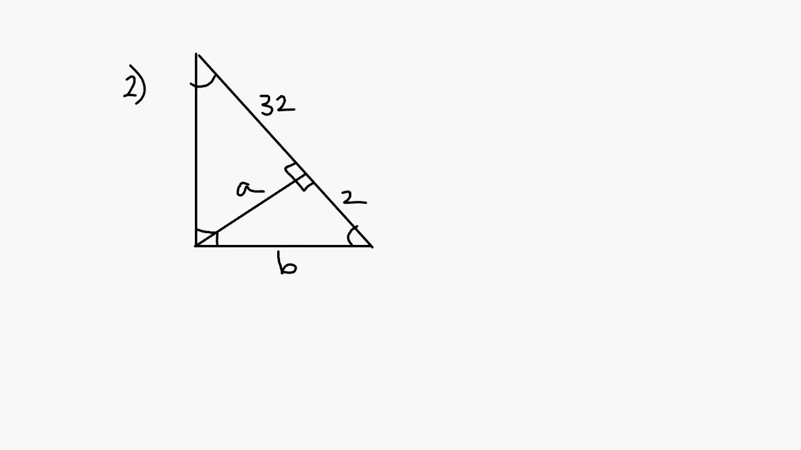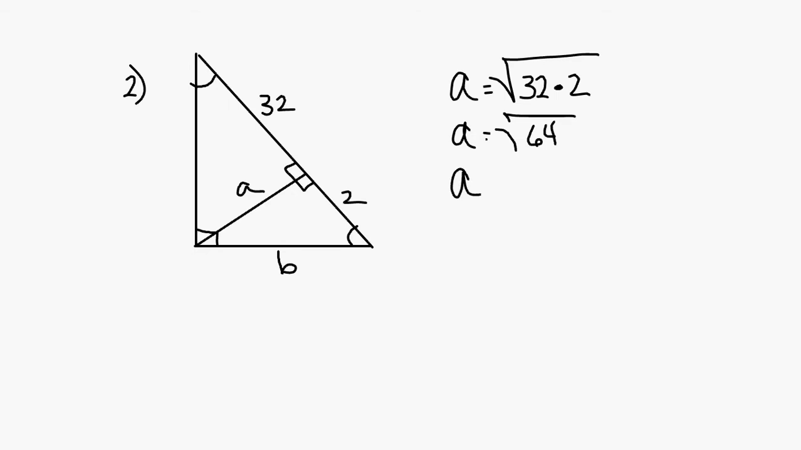So isn't A equal to the square root of 32 times 2? So A is equal to the square root of 64. So A equals 8. Everybody good with that? Now, there's two ways you can find B.